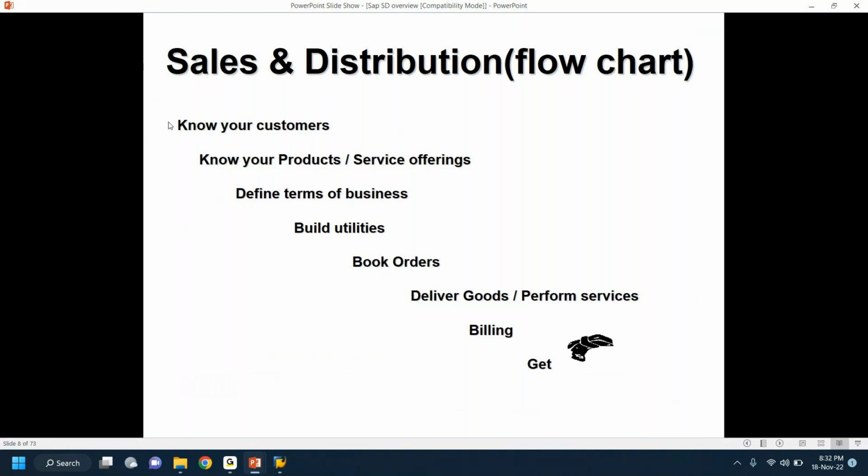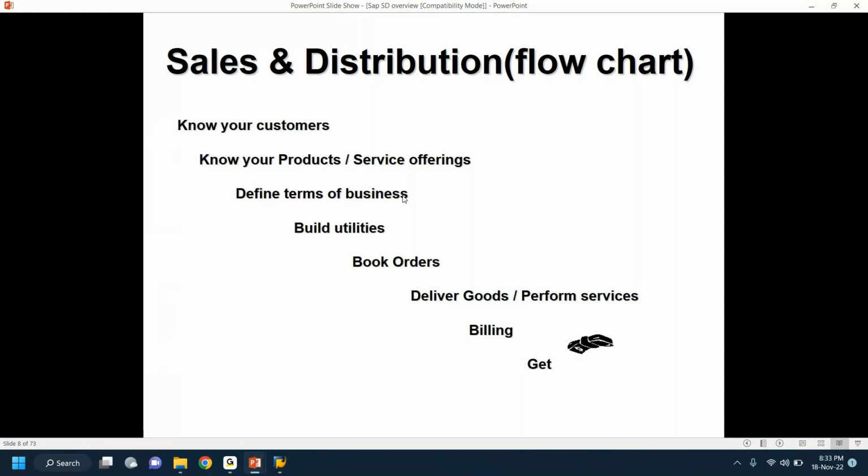When a customer comes into the picture, we have something called products and service offerings, which means according to the customer, products are designed, and B2B business and B2C business are handled. You can see the defined terms of business. That means when a particular stock has to be bought, where it has to be stored, and what the payment cycle is. These are all called terms of business. And then how the equipment is handled.